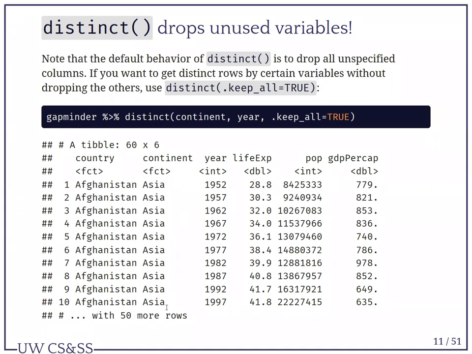Sorry, we have a question in the chat. Is unique similar to distinct? It is. Unique is the base R version of distinct. Distinct is in the dplyr package. Unique will convert the thing that you send to it, I think, into a vector. So sometimes you don't want to do that in order to keep the data frame aspect of your data.